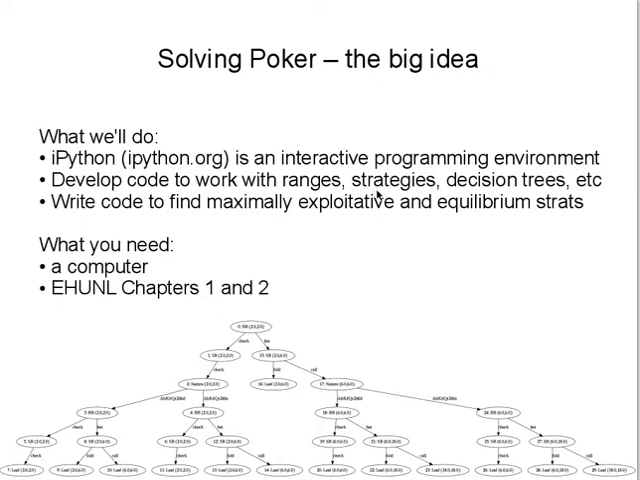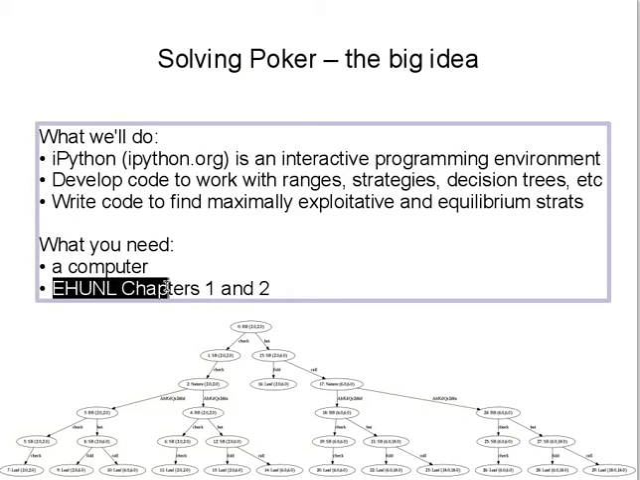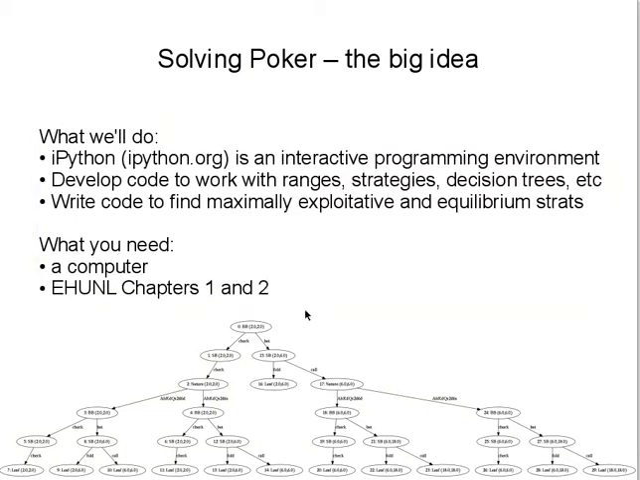And what we want to do with them is to find maximally exploitative strategies for playing games, and then equilibrium strategies. So the big idea of how to do this was actually covered very early in my books, in Expert No Limit Hold'em, just chapters 1 and 2. So that's the first volume. We went through in that second chapter how to find the maximally exploitative strategy for any opponent strategy, and that's the main thing we'll be doing here today, or doing in this video series.